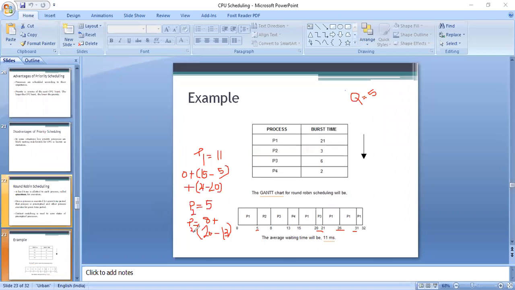So what is the waiting time of P3 now? It's 15. Then what is the waiting time of P4? So it's 13, it was allocated first at 13 and completed its execution at once.